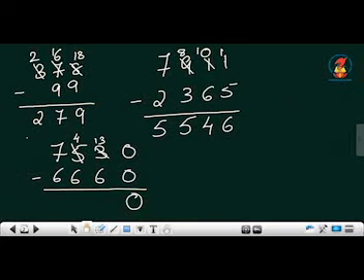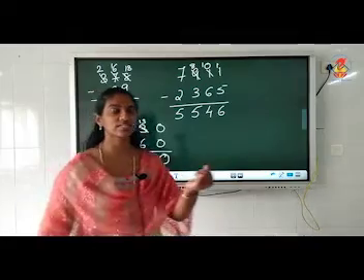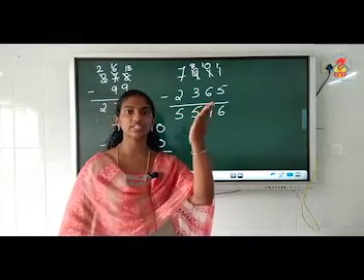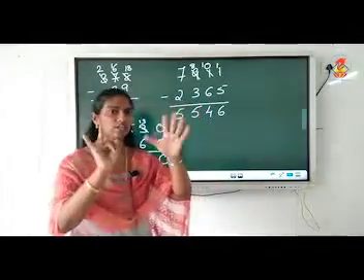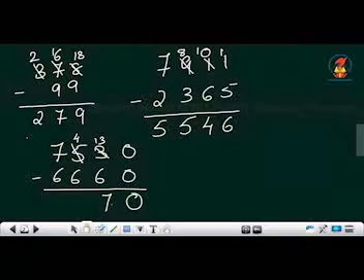I can cut this 3 and write 13 now, or you just put 1 on top of 3. Okay children? So, you get 13. Now, what is 13 minus 6? After 6, 7, 8, 9, 10, 11, 12, 13. How much did I get? I got 7. So, I'll write 7. Next is 4 minus 6.